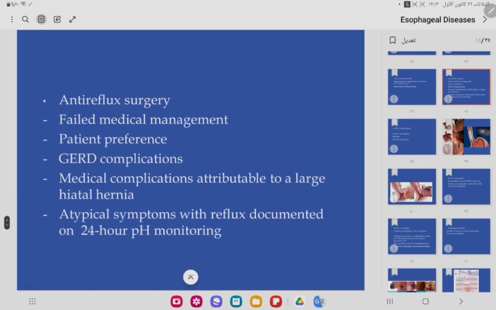Anti-reflux surgery: failed measurements, failed medical treatment, patient preference, shared complication. He doesn't want to keep going back and forth to doctors. He needs a definitive treatment. You can offer him a surgical treatment, but you have to mention that it might come maybe after a couple of years, and the success rate probably reaches 70-80%.